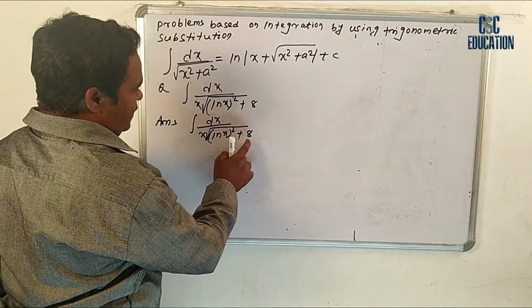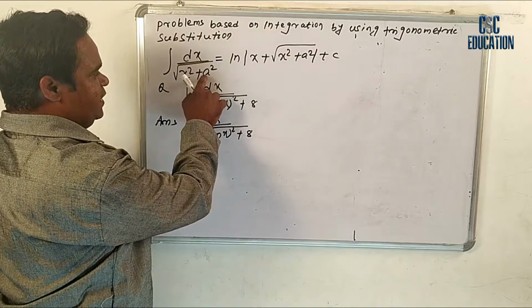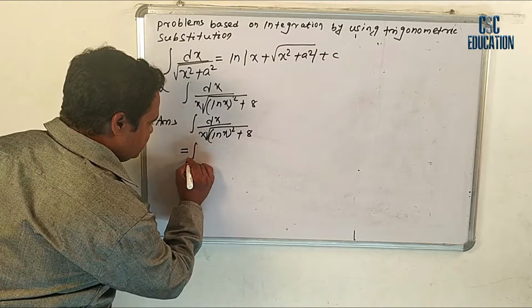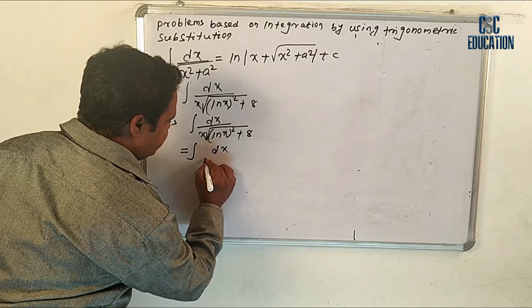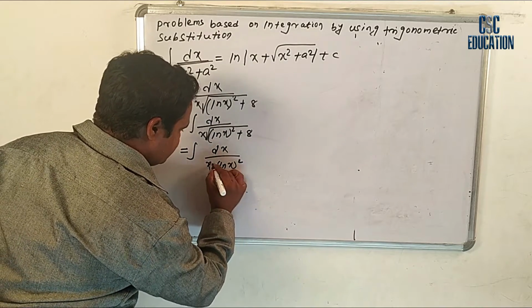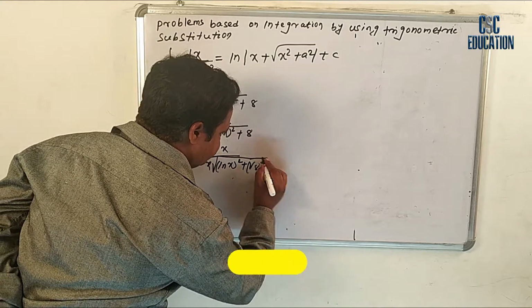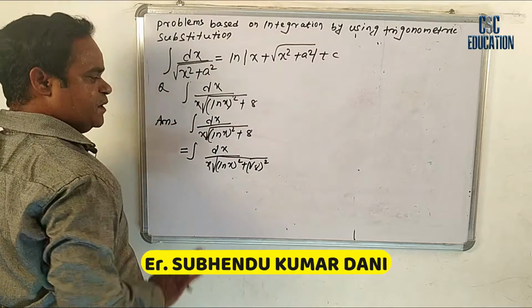Now 8 is a square, so this factor is converted into this form: dx divided by the square root of (x ln x)² plus (√8)². Now this factor is converted to this part.